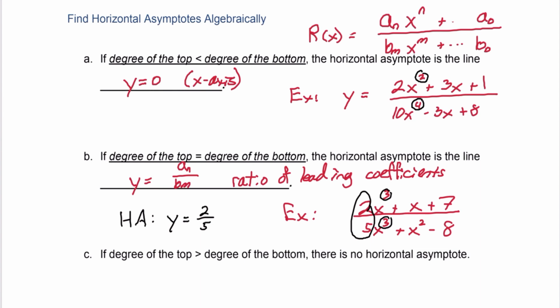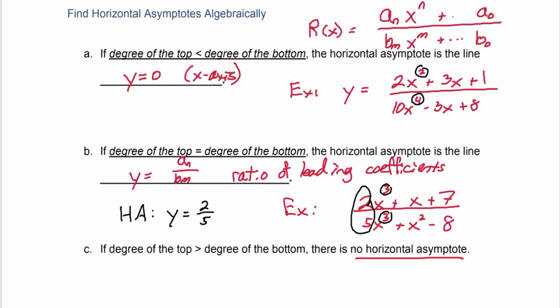And then c, if the degree of the top is greater than the degree of the bottom, then there is no horizontal asymptote. However, if the degree of the top is 1 more than the bottom, in other words, if n is equal to m plus 1, then we're going to look for an oblique or slant asymptote. We'll talk about that later.